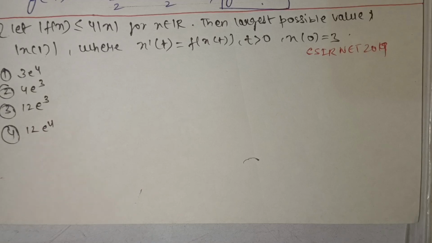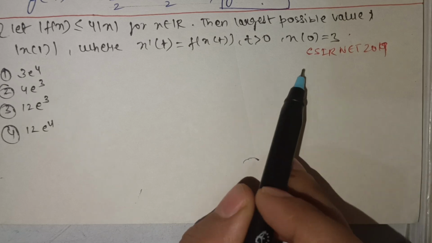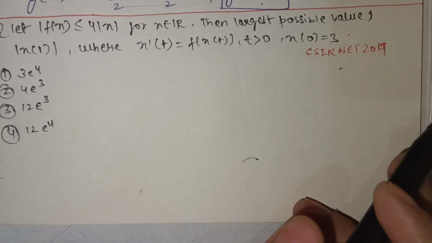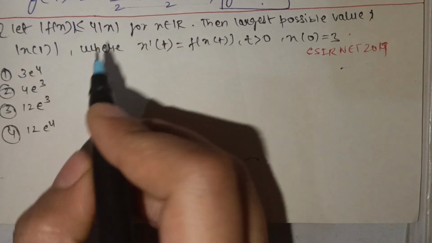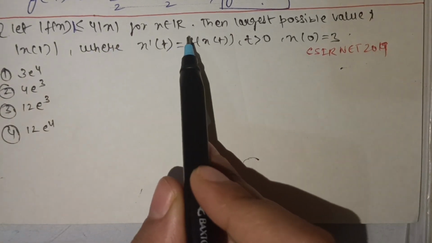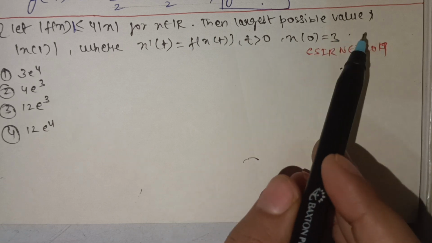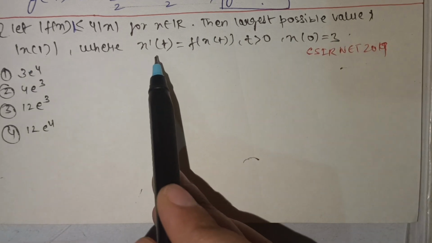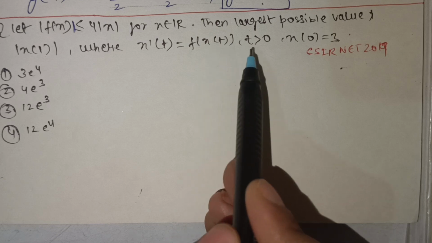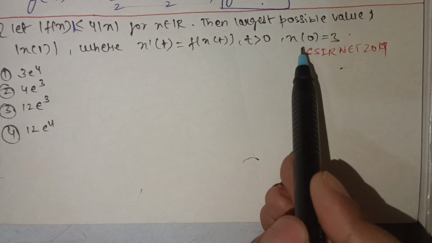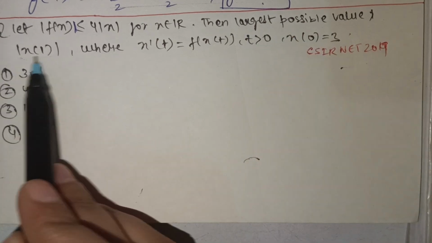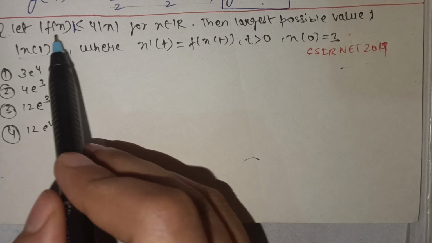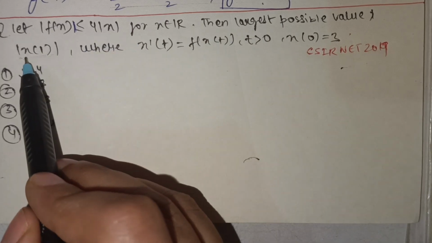In this video lecture, I am going to discuss the next PYQ of ordinary differential equation asked in CSIR NET December 2019. So our question is: let |f(x)| is less than or equal to 4|x| for x belongs to R, then the largest possible value of |x(1)|, where x'(t) is equal to f(x(t)), where t is greater than 0, and x(0) is equal to 3. Then we have to find the largest possible value of this. So here we have to find the largest possible value of x(1).